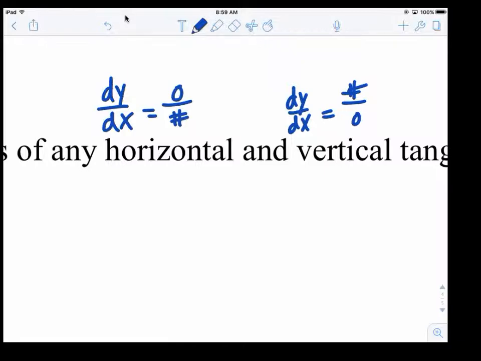All right, so find the points of any horizontal and vertical tangent lines in the curve given by the equation 2x squared plus xy plus 4y squared equals 3.